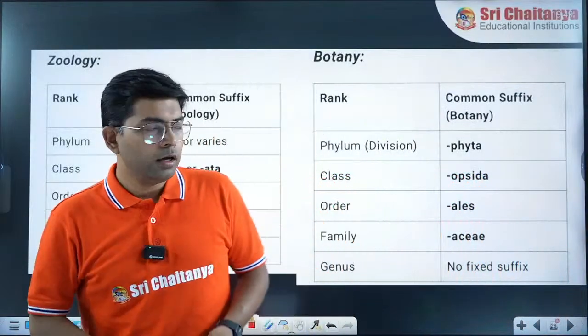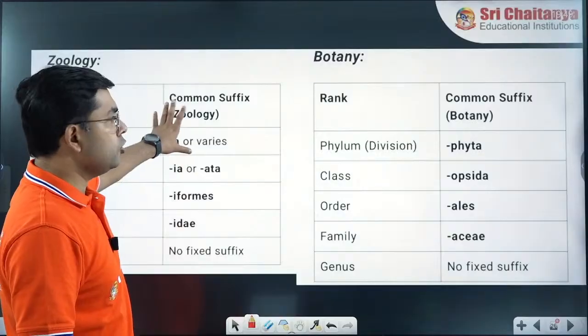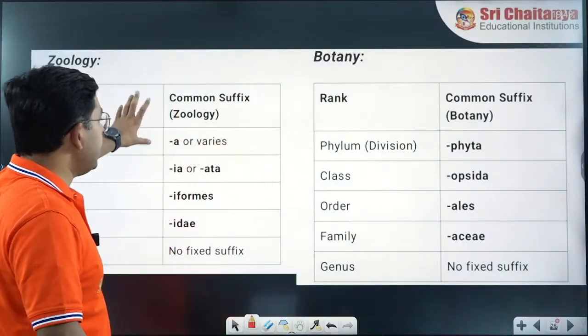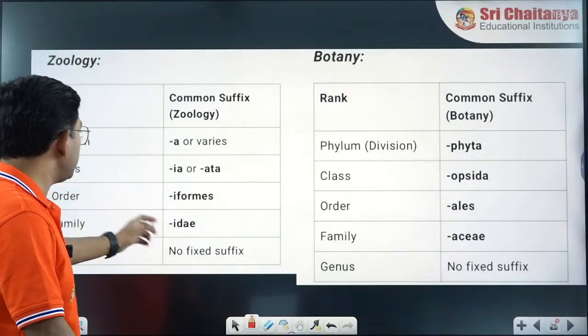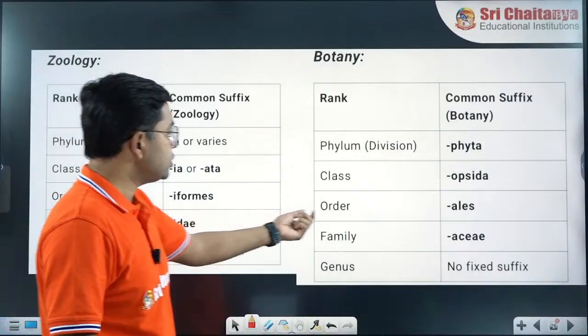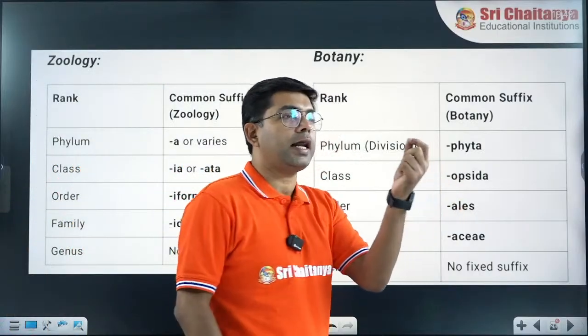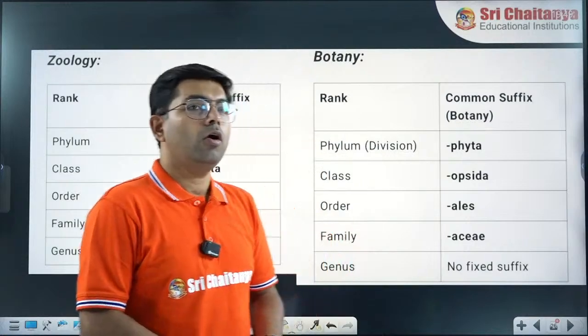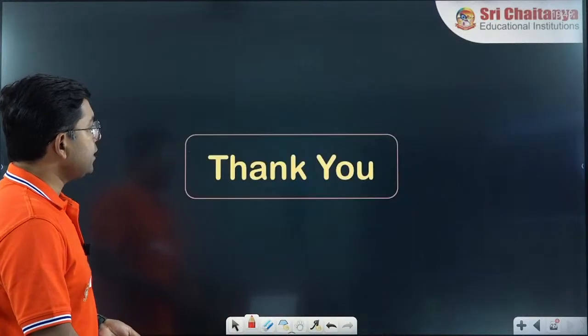And lastly, although it is not given in NCERT and not very important, you can have this table showing how an order ends and how a family ends. Just by seeing the suffix, you can identify whether it is an order or a family or what.